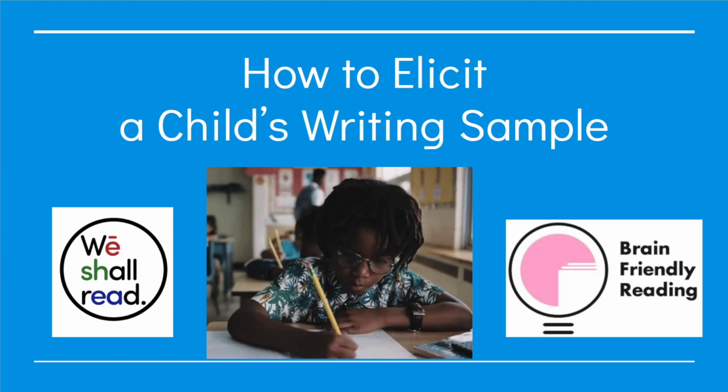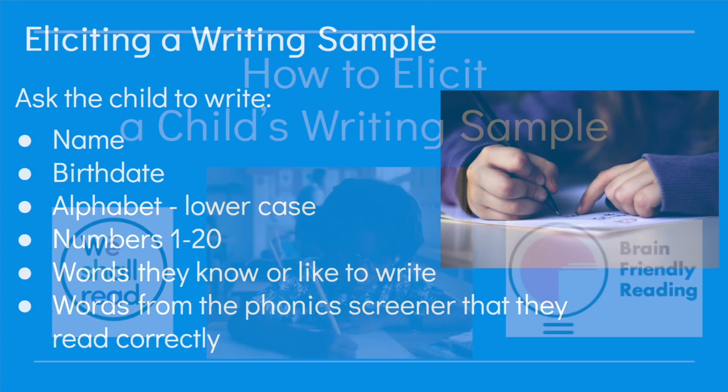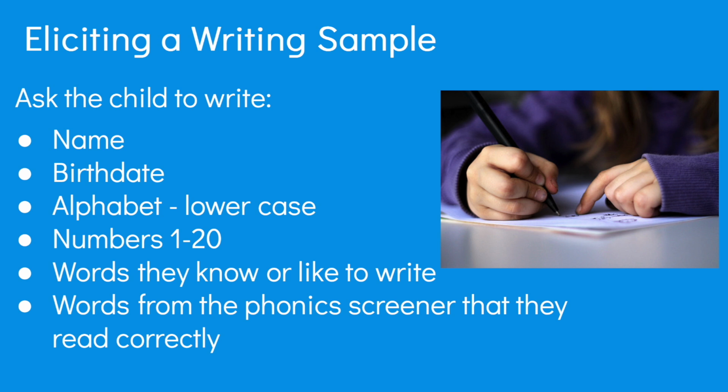So I'll be going over what things you can have a child write, what to take note of, and then we'll look at some specific writing samples. There are some simple tasks that you can ask the child to do to get a sample of their writing skills. You can ask the child to write their name first or first and last, their birth date if they know it, the alphabet in lowercase letters, numbers 1 through 20, any words that they know how to write or words that they like to write, and words from the phonics screener that they have read correctly.